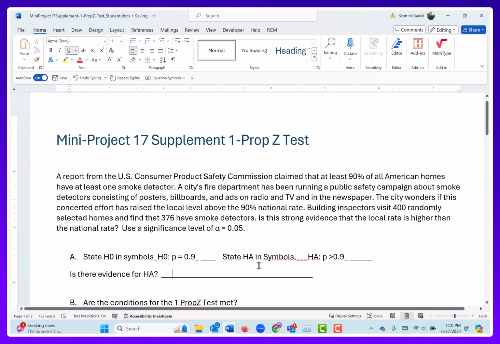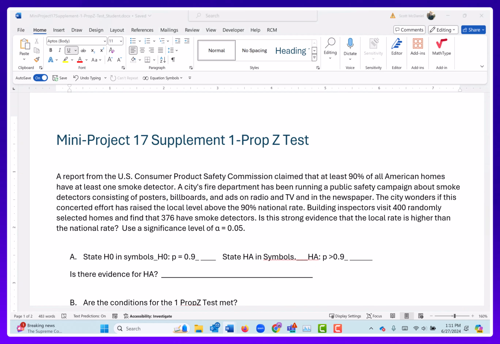Now, this is an add-on question. Is there evidence for HA? I mean, do we even need to run a test? For instance, if we took a sample and found that 80%, well, there's no need to run a statistical test to see if it's greater than 90%. We know it's not. So is there evidence for HA? Well, yes. So p hat is 376 over 400, and that's 0.94, which is greater than 0.9.